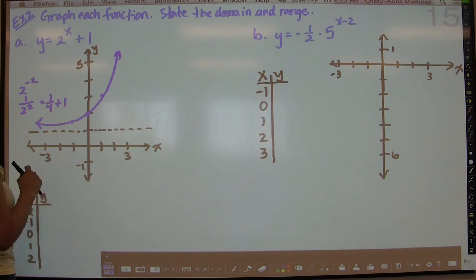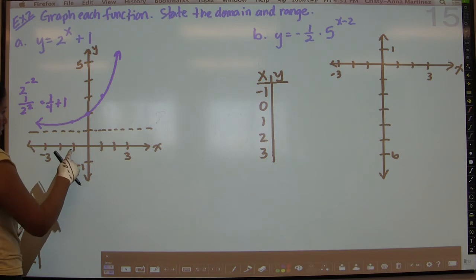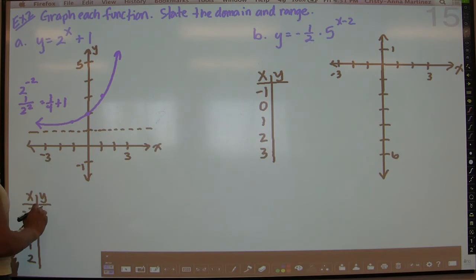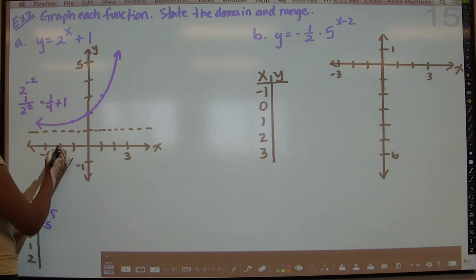-1 would be 1/2 plus 1. So you're going to get 3/2. So that's where your 3/2 is. Sorry, -2 is here. I had the wrong value. So -2 is going to be 1.25. -1 is going to be 1.5. So here at -2 you have 1.25 roughly.